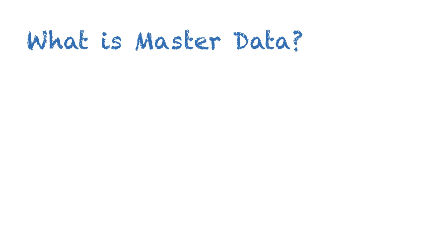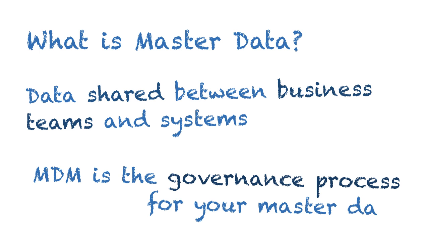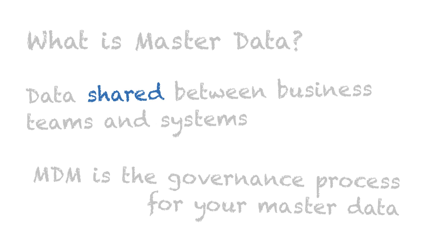To understand our point of view, let's start with a few definitions. What is master data? It's data that's shared between business teams and systems. Master data management is the governance process for your master data. Let's deconstruct that definition and focus on the word shared. A common point of view is that MDM falls into two domains or categories, product or customer.